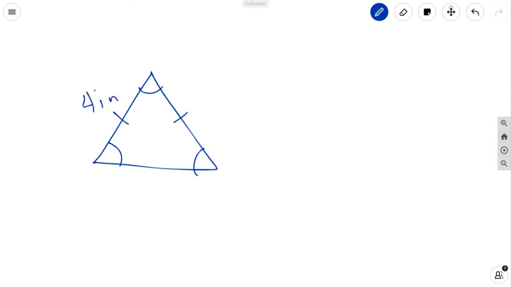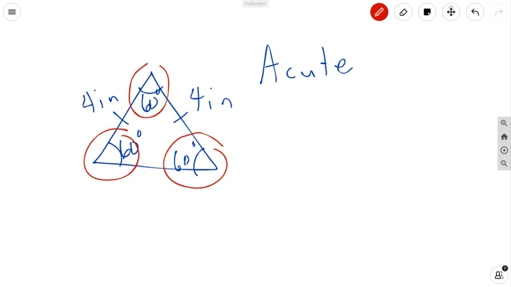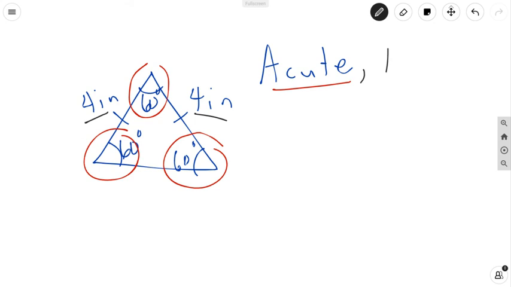So now let's practice naming a few. So if I have a triangle that looks like this, let's say we got 4 inches and 4 inches, and then we have 60 degrees and 60 degrees and 60 degrees. Okay, well, I'm going to look at the angles. Oh, wow. All the angles are less than 90, so that means it's acute, right? This angle, and this angle are all less than 90. That means it's acute. Then I look at the sides. Well, I see that it's got the marks, and I know that two of them are the same. So that makes this an isosceles. So we have an acute isosceles triangle.